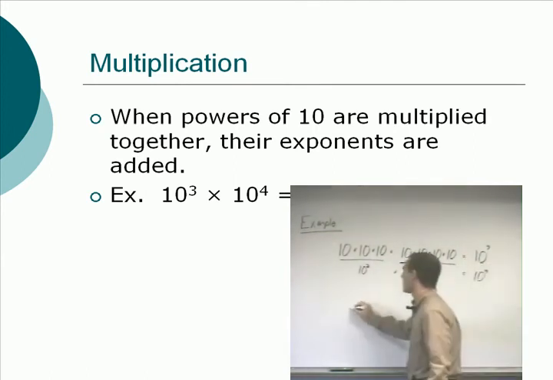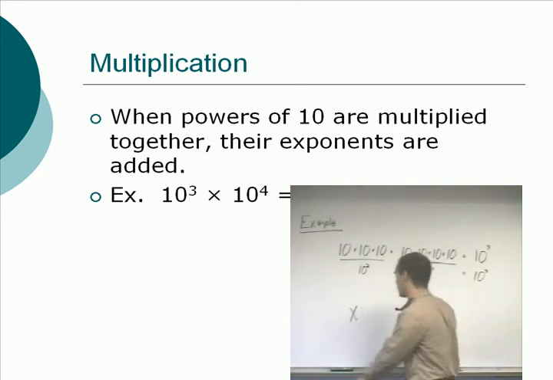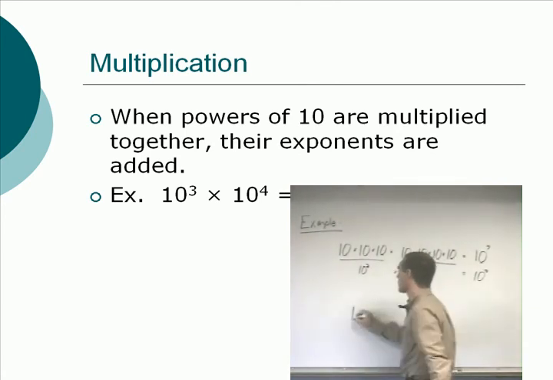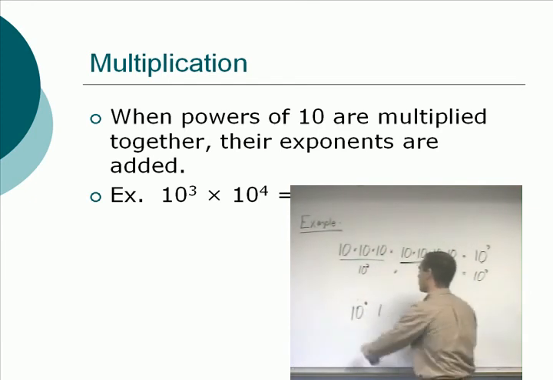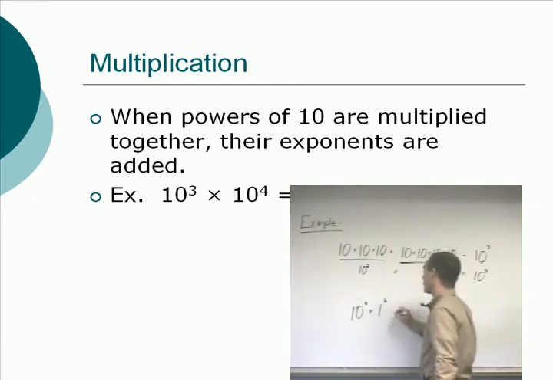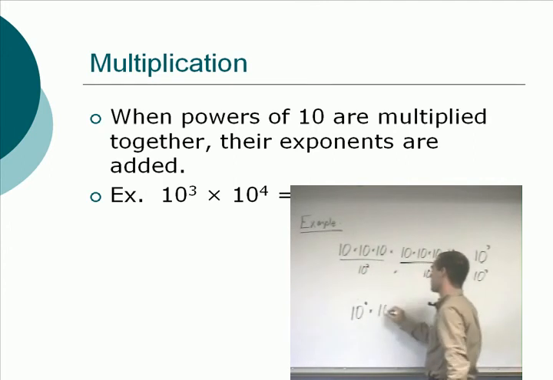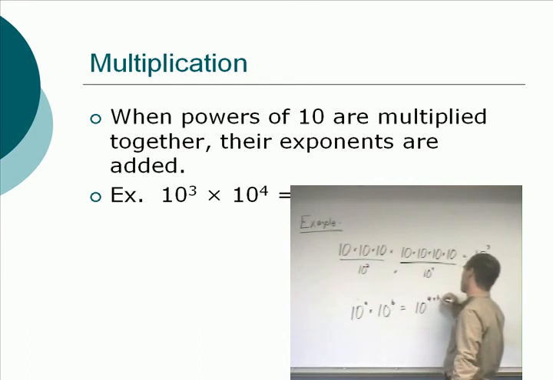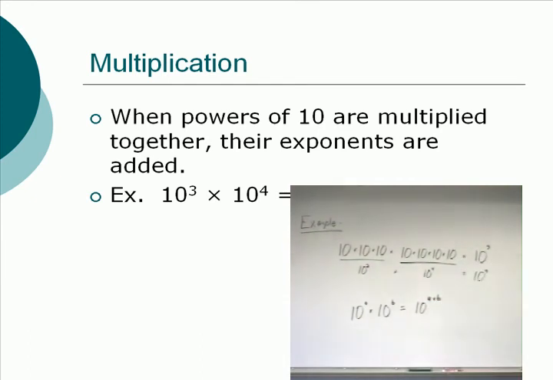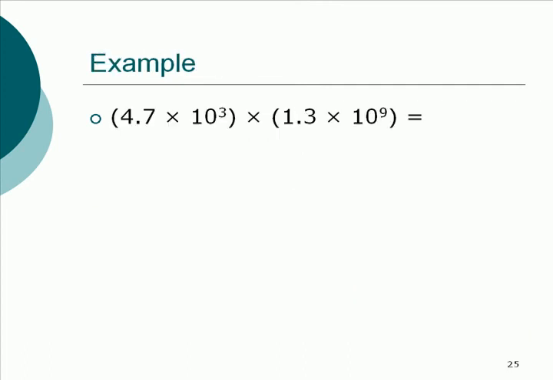In general, you could say that 10 to some power times 10 to another power is equal to 10 to the sum of those two powers. Does the principle make sense? If you understand that, then you know how to multiply numbers that are in scientific notation.